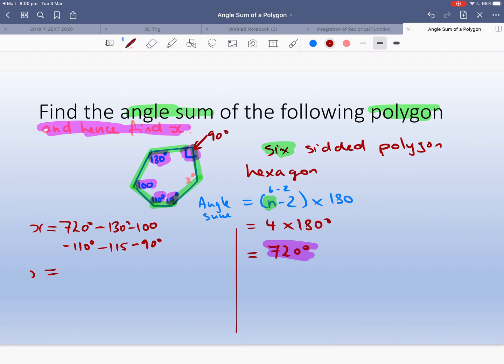Alright, I'm going to put that in my calculator. Hopefully you've done this already. And we should get the answer. I've got an answer of 175 degrees. Alright, hopefully that helps you out.